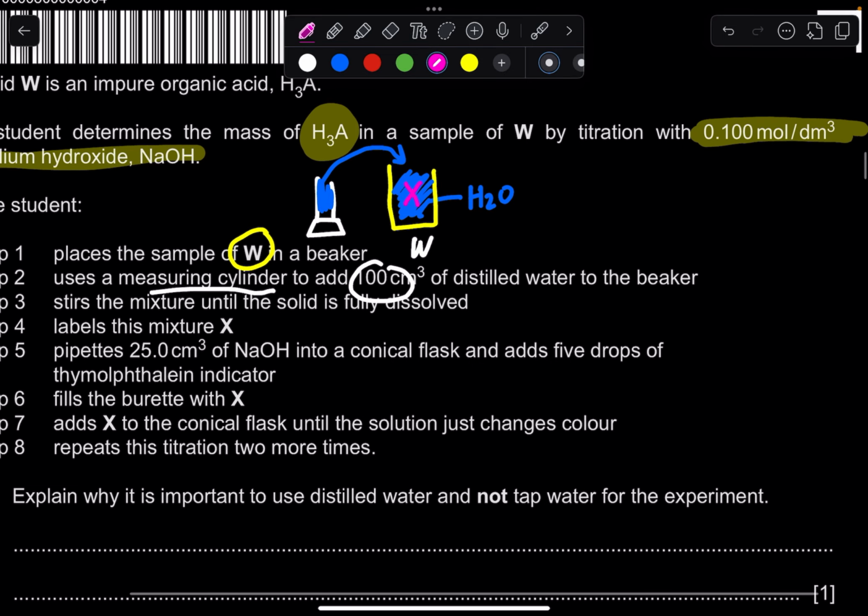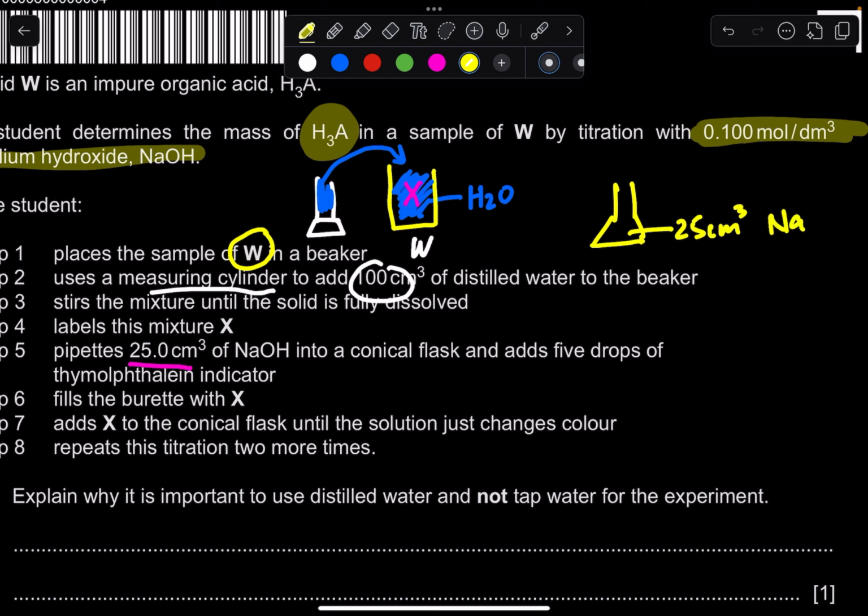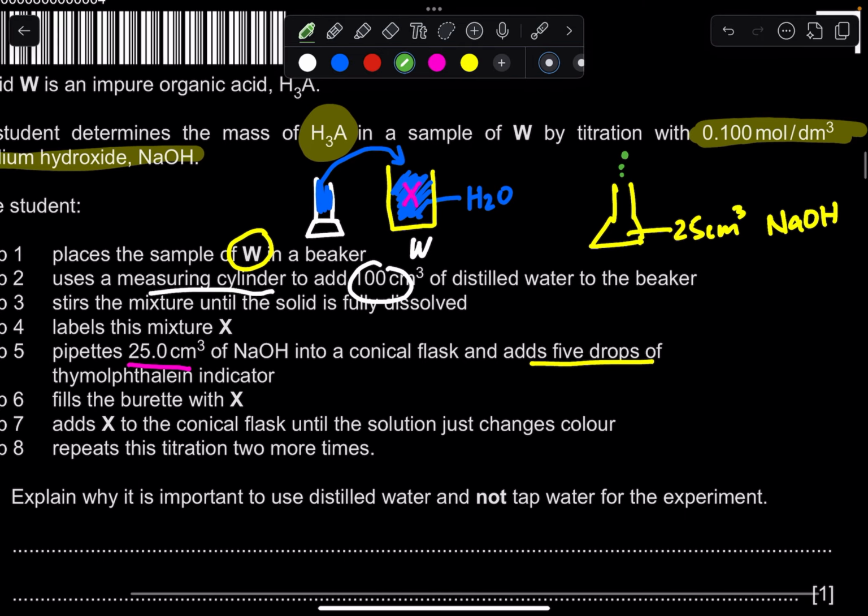Next, pipettes 25 cm cube of NaOH into conical flask. Okay, so now basically he has this conical flask in which he pipettes out 25 cm cube of NaOH and adds 5 drops of thermophthalate indicator. Okay, so now from above he's adding 5 drops of indicator in this flask.